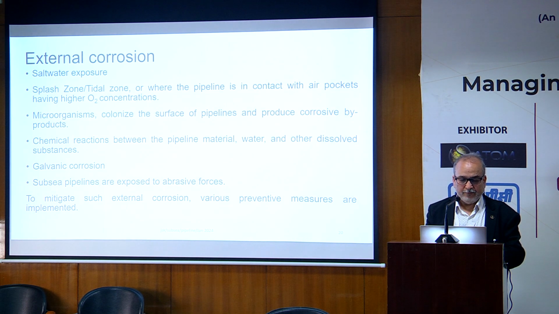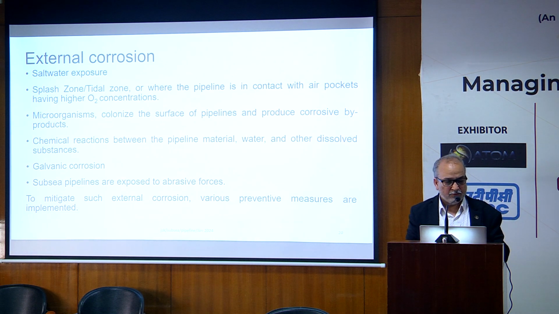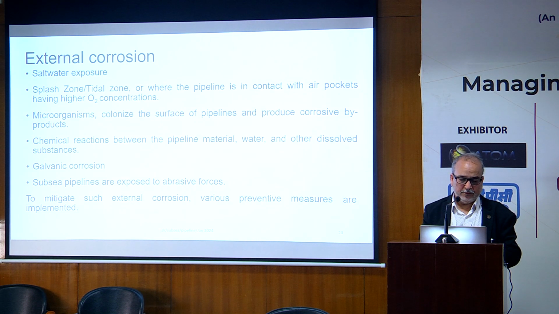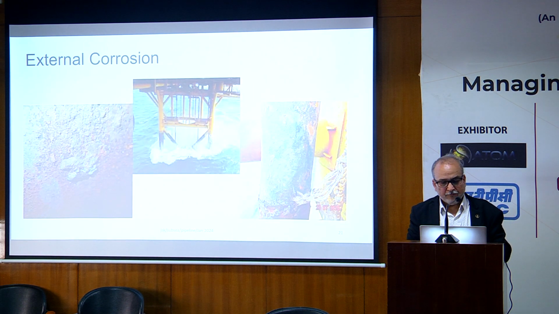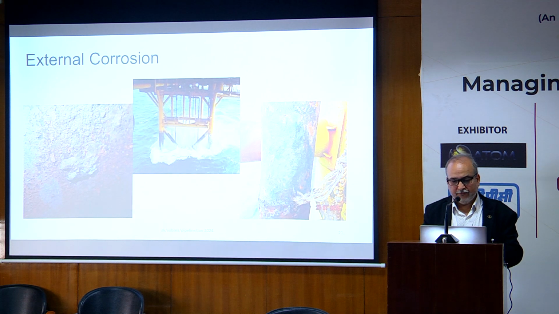Chemical reactions occur between the pipelines, water and dissolved substances. We have galvanic corrosion also. Subsea pipelines are exposed to abrasive forces also. To mitigate such external corrosion, various preventive measures are implemented. So these are certain pictorial depictions where in the pipeline you could see the extensive damage being caused to the pipelines.